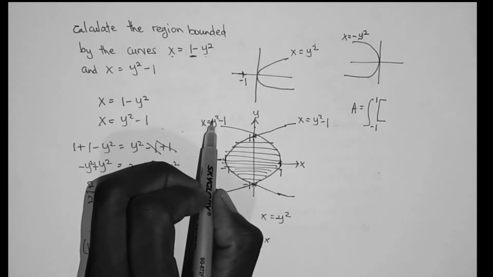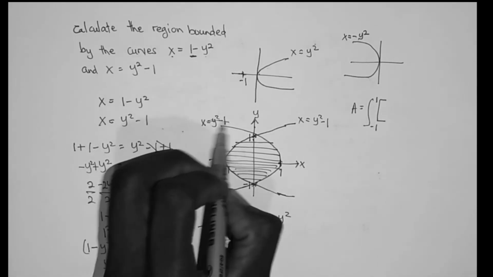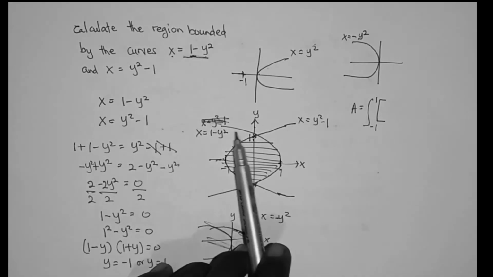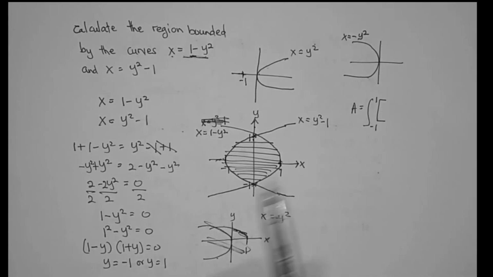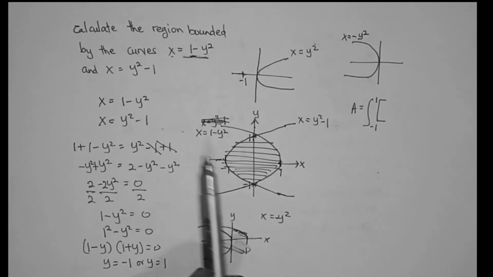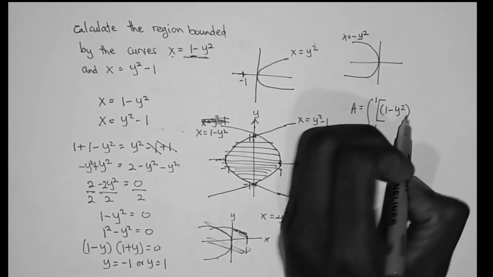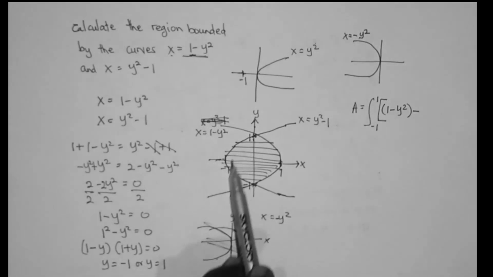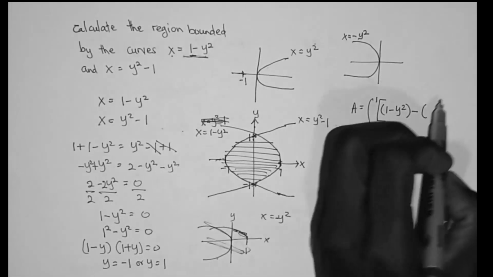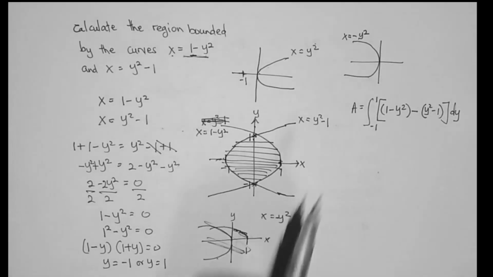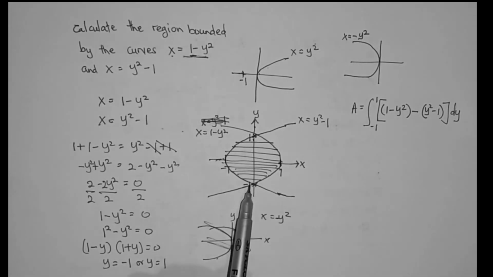So I made a mistake. This is x equals 1 minus y squared. The area equals the curve on the right side minus the curve on the left side. So this is the right side curve, which is this one, (1 minus y squared), then minus the curve on the left side, (y squared minus 1) dy, because we are integrating from minus 1 to 1 on the y-axis.